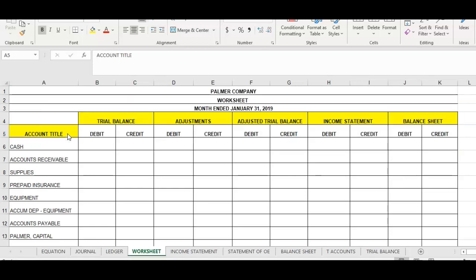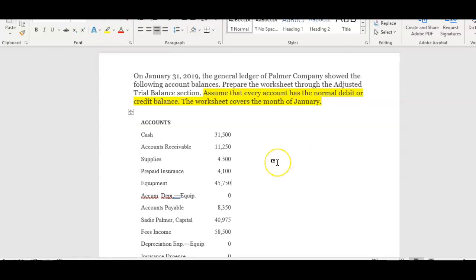So I'm going to look at an actual problem here. Let's see, let's go here. So we have the general ledger of the Palmer Company, and it shows the following account balances. Now prepare a worksheet. It says assume that every account has the normal debit or credit balance. So first, we must understand what that means, the normal debit or credit balance.